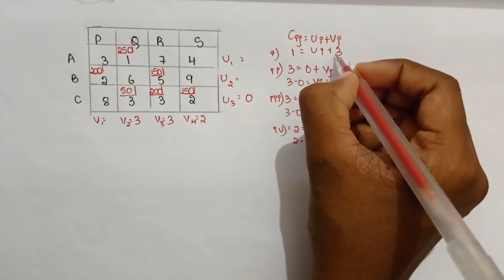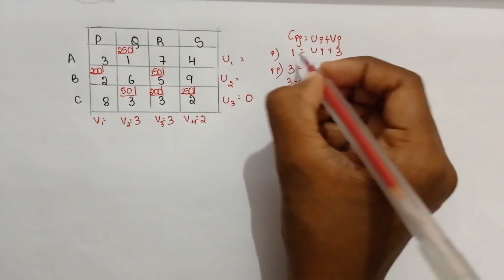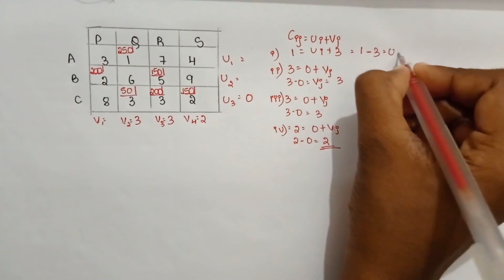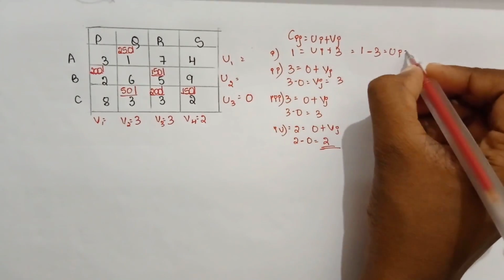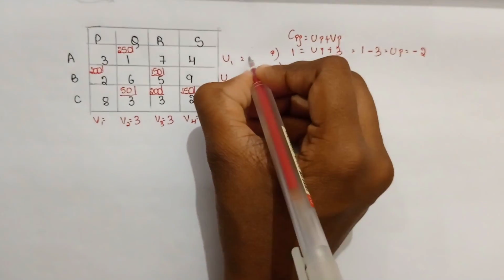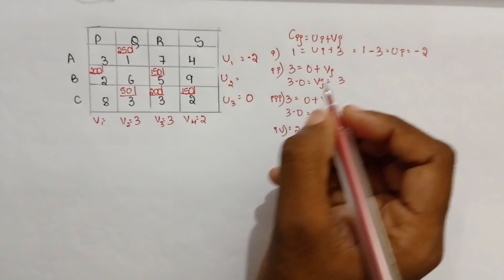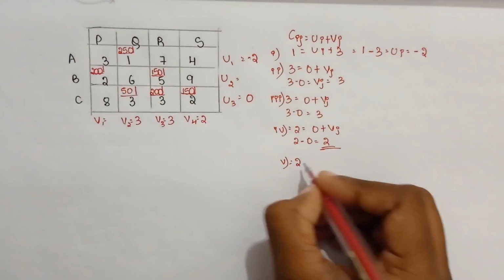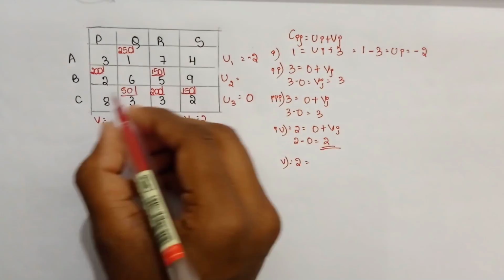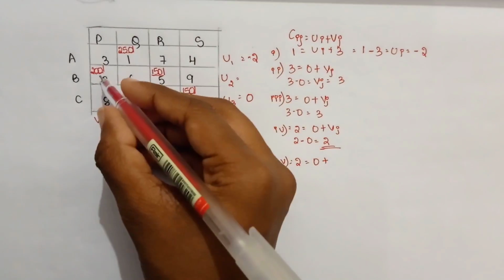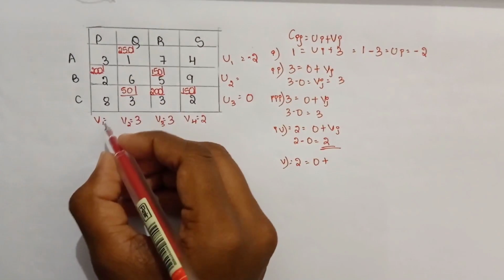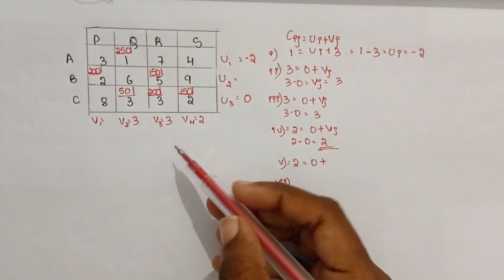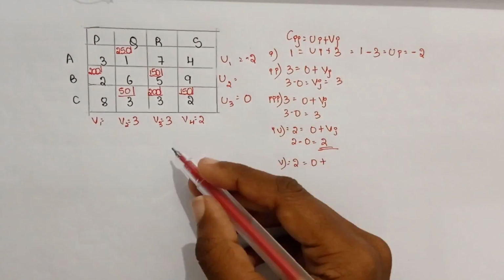So when I transfer this 3 to that side, it will become minus 3. So 1 minus 3 is equal to ui, which means 1 minus 3 is minus 2. So the ui value is minus 2. Next, for this row, the allotted cell is 2. So the Cij value is 2, and the u value is not yet known, plus the v value for this 2 is also not yet known. So let me wait until I get the u value, so I can compute it.